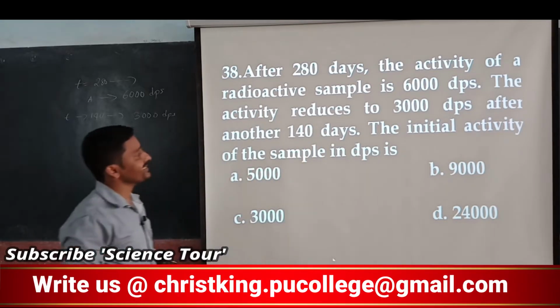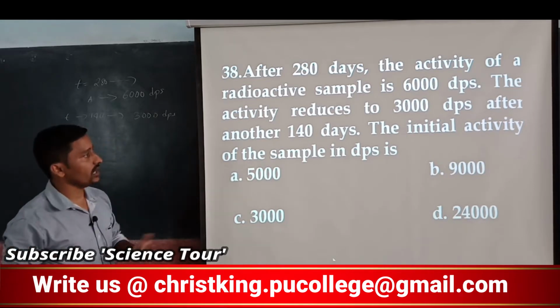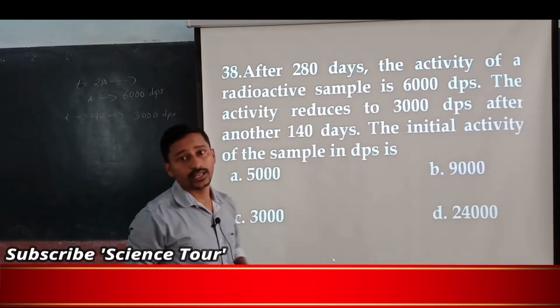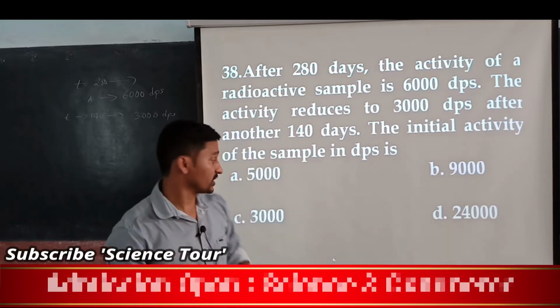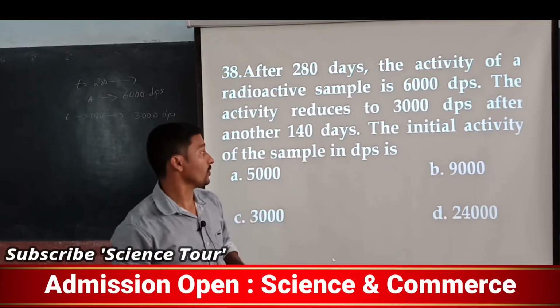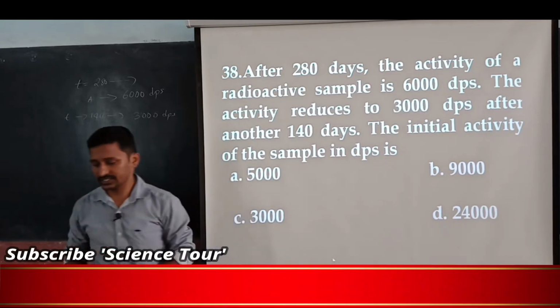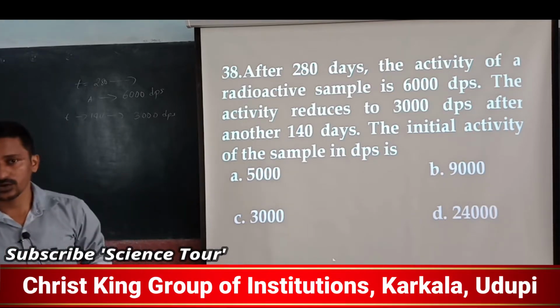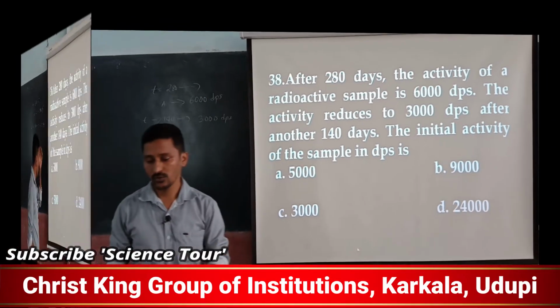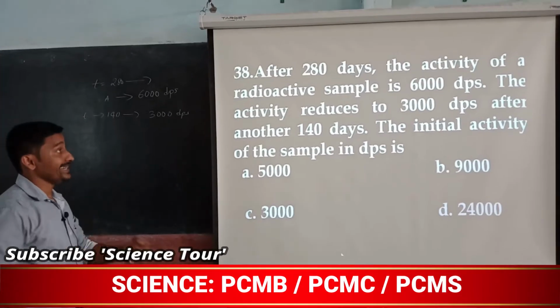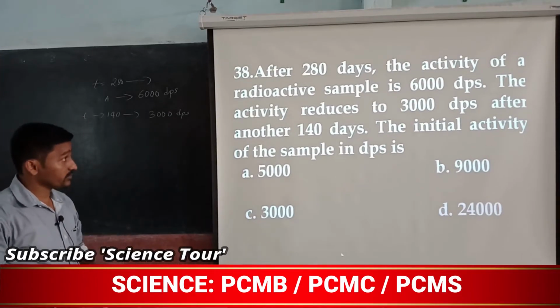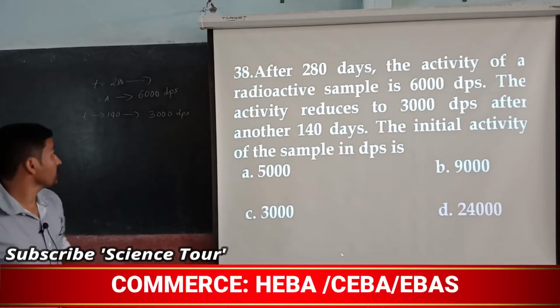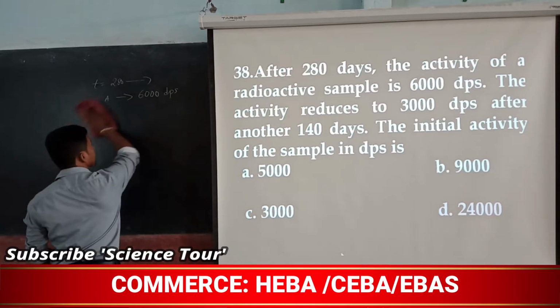After another 140 days, what is the initial activity of the sample in disintegration per second? So what was the initial activity that you have to find out? After 280 days, the activity of a radioactive sample is 6,000 dps, disintegration per second.